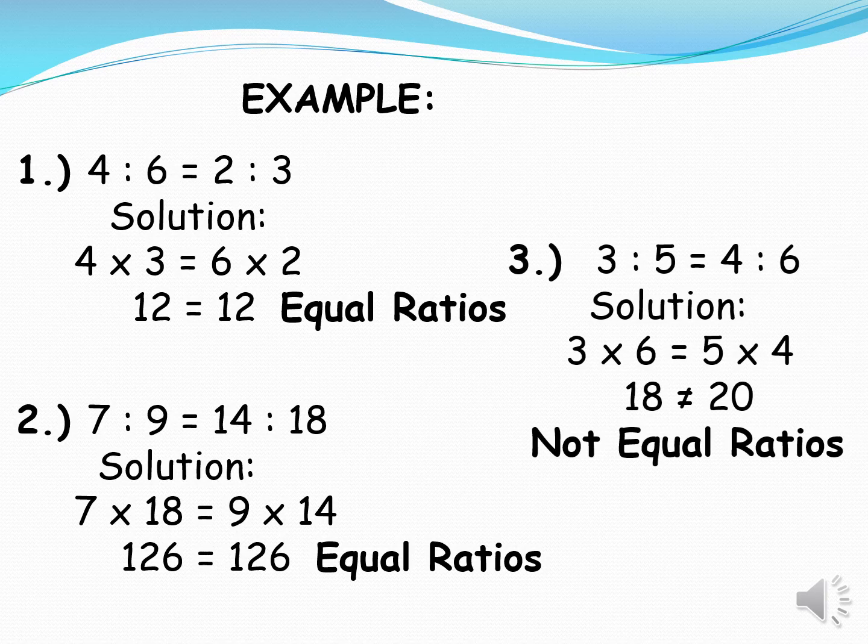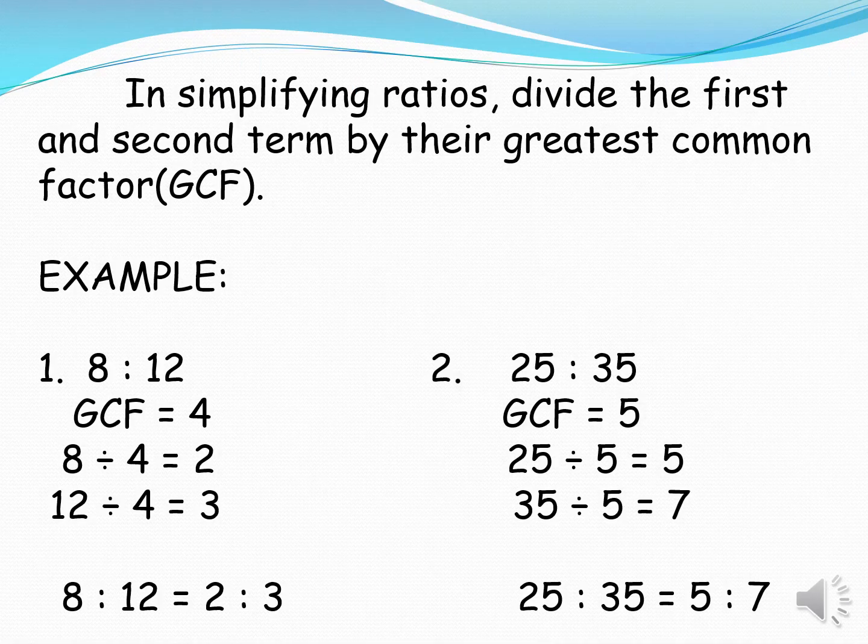Number 3. 3 is to 5 is equal to 4 is to 6. So the first and last factor is 3 and 6. So we have 3 times 6 is equal to 18. The second and third term, so we have 5 times 4 is equal to 20. So 18 and 20, so they are not equal ratios.